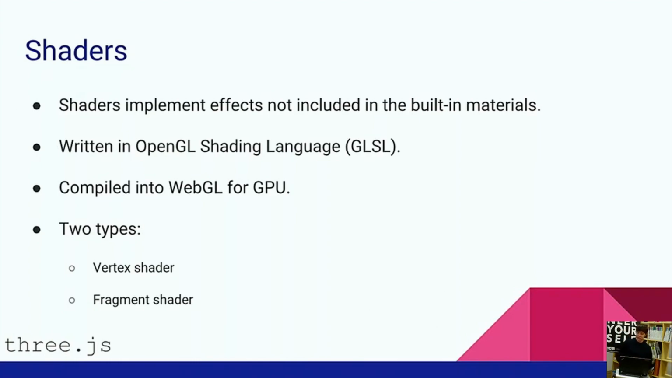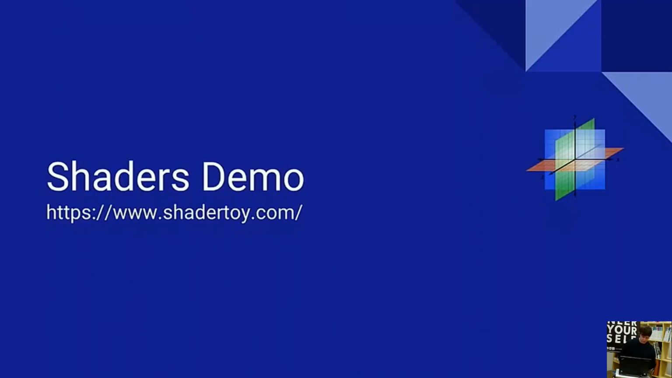All right, and shaders are used to implement effects, not in materials. So what that means is, if you want to create a property that's not possible simply by bouncing light off of something, or you want to have light bounce off in a weird, unnatural way, you can do that with a shader. And I'll show you some demos of a shader now.